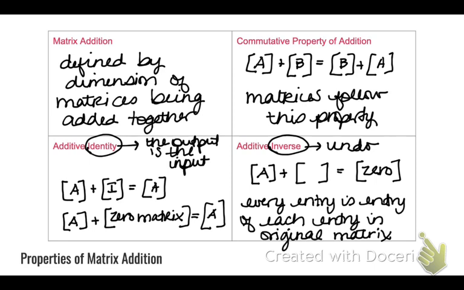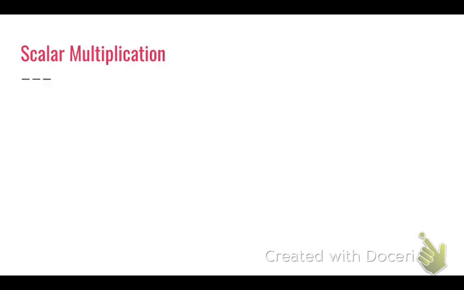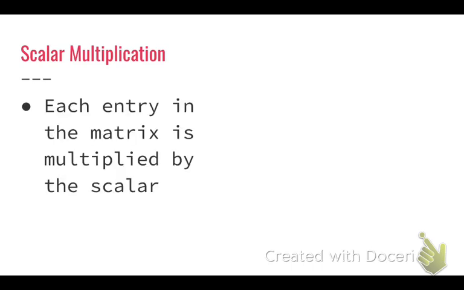The other operation that we're going to look at today is scalar multiplication. Scalar multiplication simply means that every entry in the matrix is multiplied by a number, and that's what we refer to as the scalar. So if you think about what you learned in Math 2, when you scaled a geometric object and dilated it, you either made it larger or smaller, and you had to multiply each vertex of that shape in order to get your new output. So the same thing would happen here.